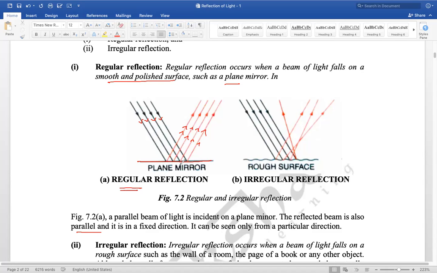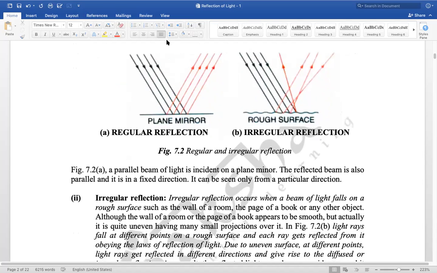Now, irregular reflection. So irregular reflection occurs when a beam of light falls on a rough surface. ठीक है. So जो irregular reflection है ये तब होगा जब when a beam of light falls on a rough surface, जैसे ये वाला जो surface हम लोग देख रहे हैं, so this is a rough surface. इस surface में जो reflection होगा that will be irregular reflection.